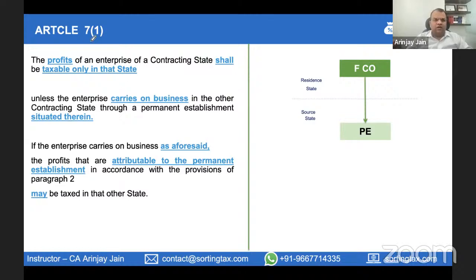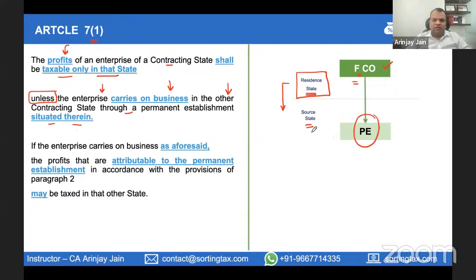So Article 7.1 of business profit says that the profits of an enterprise of a contracting state, so let's say the profits of EFCO, which is an enterprise of the state of residence, shall be taxable only in that state. So the right to tax business profits of this company lies exclusively with the state of residence, unless, however, this right is compromised when the enterprise carries on business in the other contracting state. So this company carries on business in the source state through a permanent establishment situated therein. So the business is carried on through the permanent establishment.